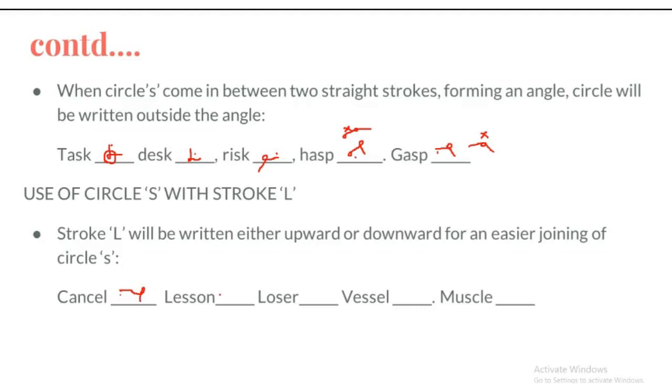Cancel. But in case of lesson, L downward, S circle and N. But in case of loser, it will be written upward. L, S or R. In case of vessel, it will be written downward. In case of muscle, it will be written upward. We have to take the easier joining.